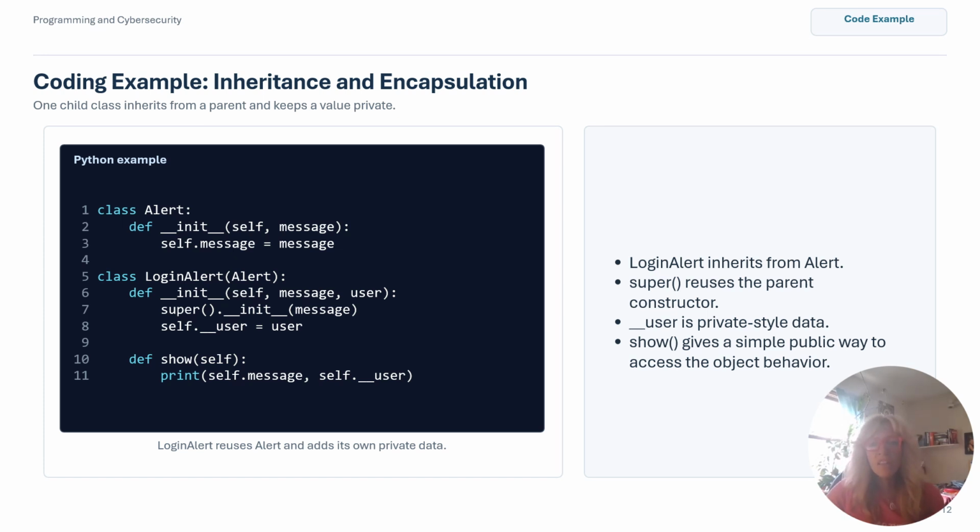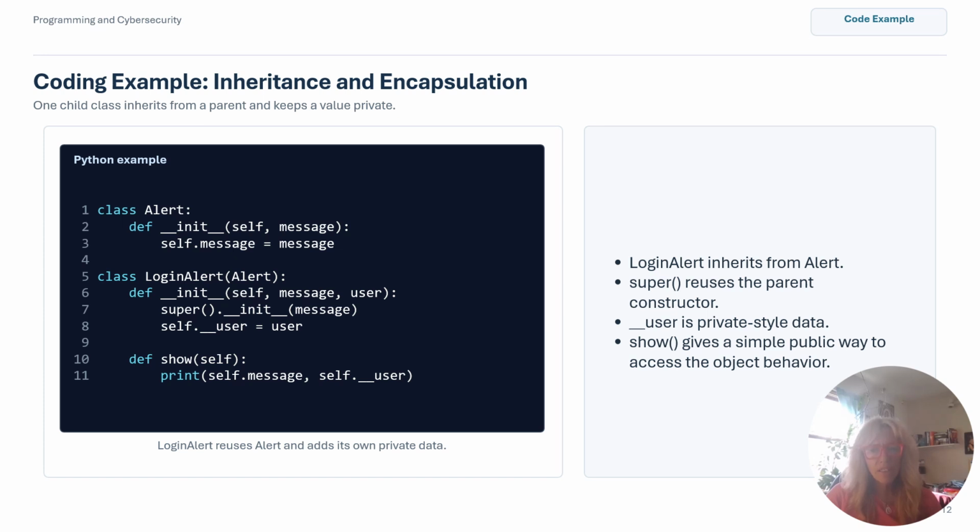Next, we define a child class called login alert. You can tell it inherits from alert because alert is written in parentheses. That means login alert can reuse the code and structure from the parent class instead of starting all over. Then inside the login alert constructor, we use the function super to call the parent class constructor. This is how the child class reuses the setup from alert and still gets the message attribute.